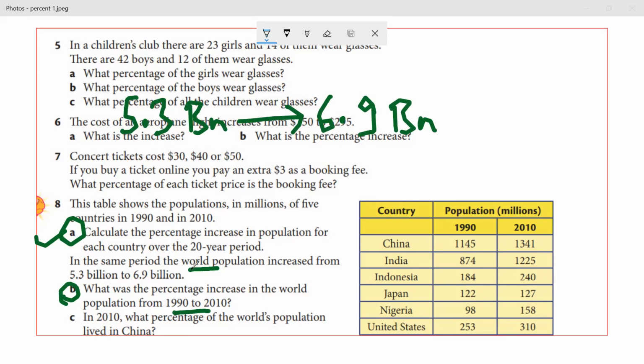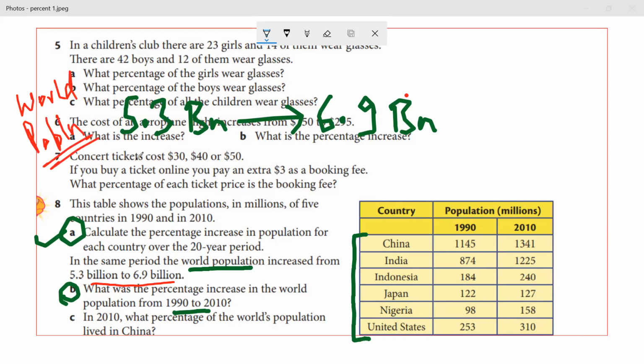See, they have mentioned the world population. Here the problem is it is the population only of 6 countries. In the table, you can see only 6 countries. That is not the population of the world. Have you understood? Yes, sir. But in this line, they have said that in the same period, the world population increased from 5.3 billion to 6.9 billion. So these are the figures for the world population. Any doubt? No, sir.